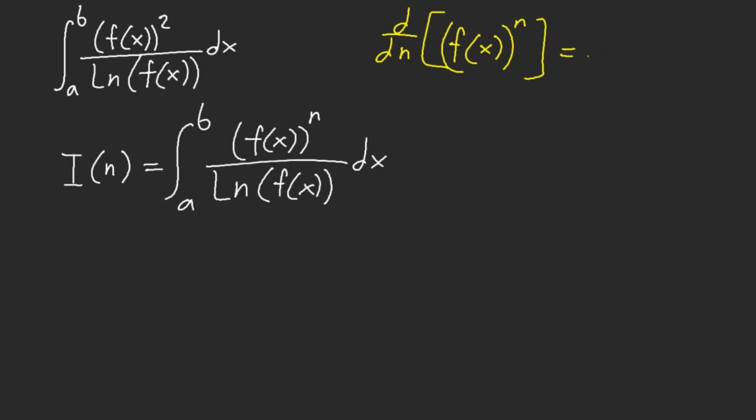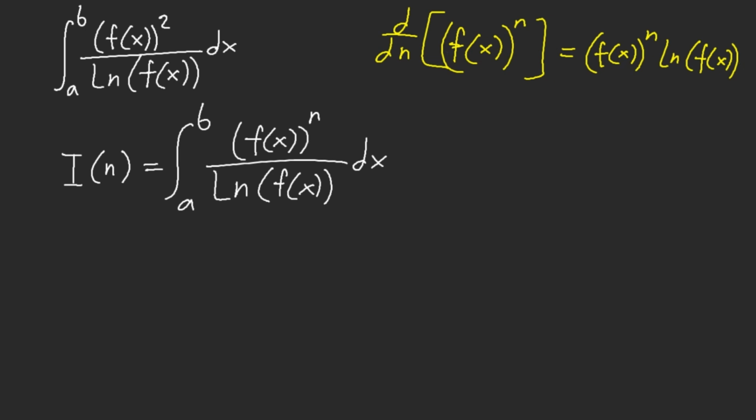Again, f of x is a constant. In fact, we could even call this a, if that's easier for you to see. It's like deriving d/dn of a to the power of n. The derivative of this is f of x to the n times ln of f of x, because in this case f of x is a constant.